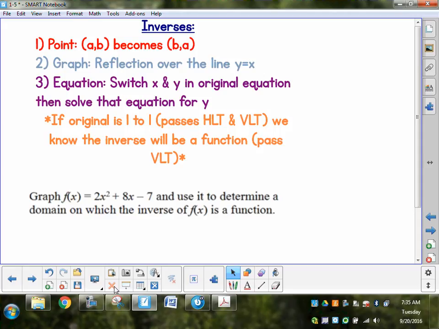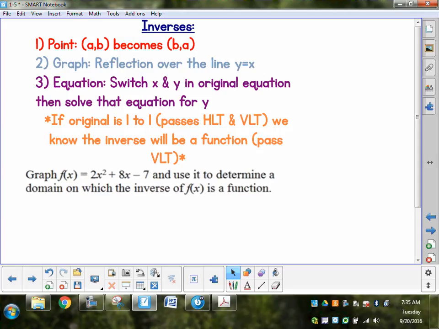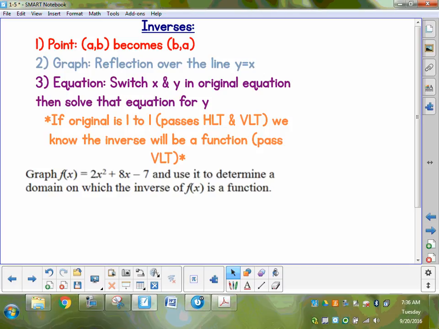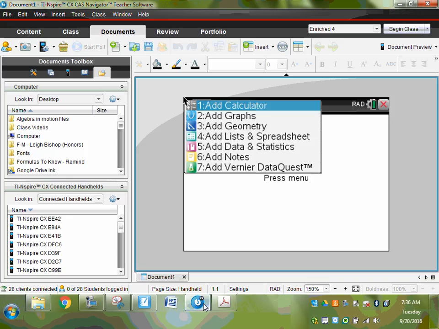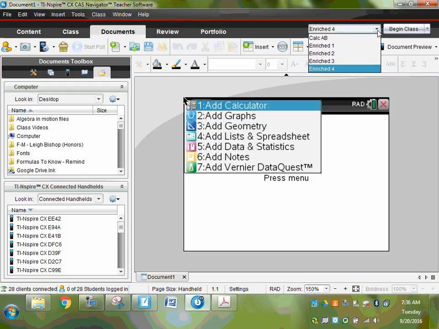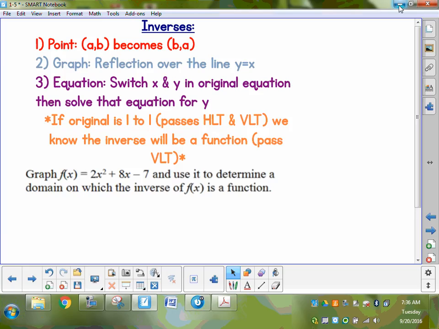Let's briefly discuss this question here. This was your calendar question. We needed to graph this and determine the domain on which the inverse is a function. Let's do this now. Go into your calculators, please, and sign in. If you didn't grab one, do grab one. You'll need one every day, but on the days where we have calculator-free assessments, just make sure, please, to leave them below. Sign in to your calculators.